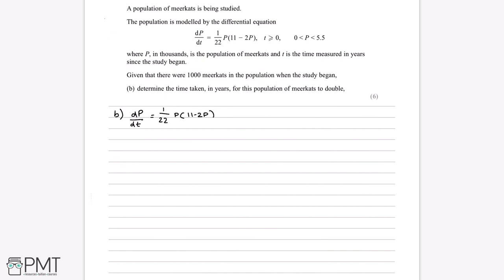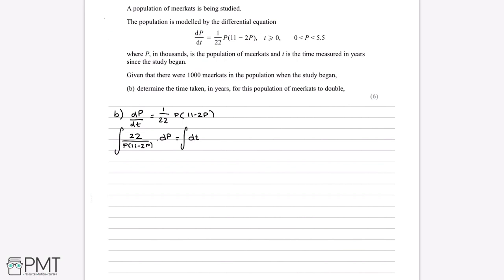What we can actually do is rearrange this by dividing both sides by this right hand side and then multiplying both sides by dt. We're left with 22 over p multiplied by 11 minus 2p dp is equal to dt, 1 times dt, which is just dt. And now, because we've done this, we can write it as integrals.